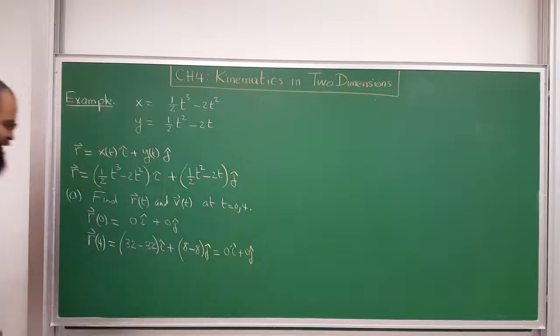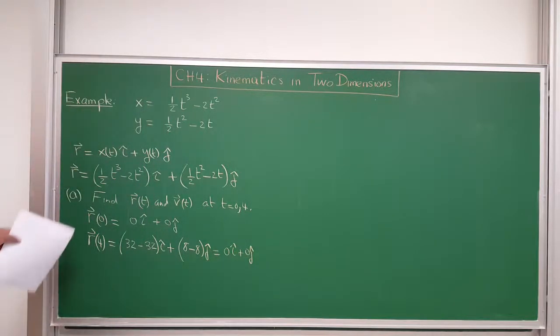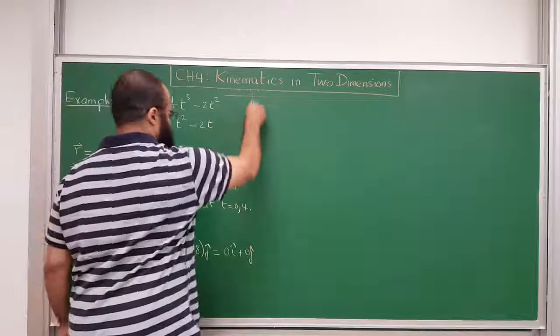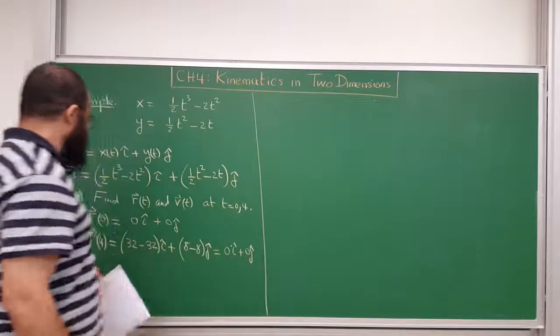So the particle is at the position 0, 0 both at t equal to 0 seconds and at t equal to 4 seconds. So it wandered around and then came back to the same position after 4 seconds. Came back to the origin. Okay, what's the next thing? The next thing they want is v of t.